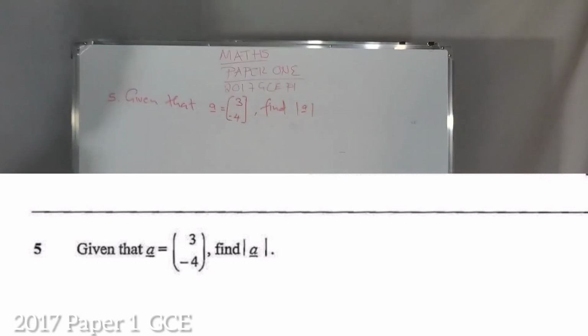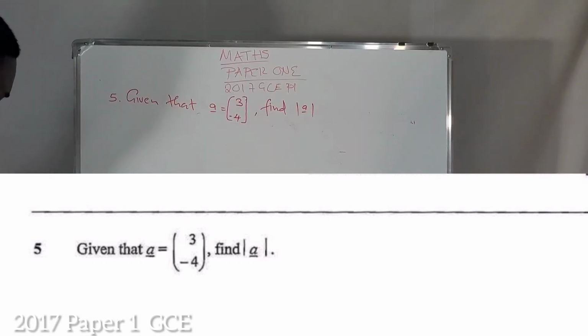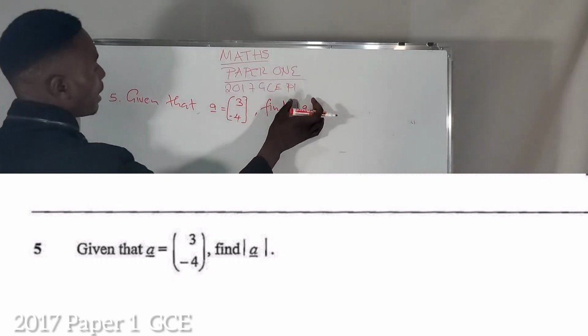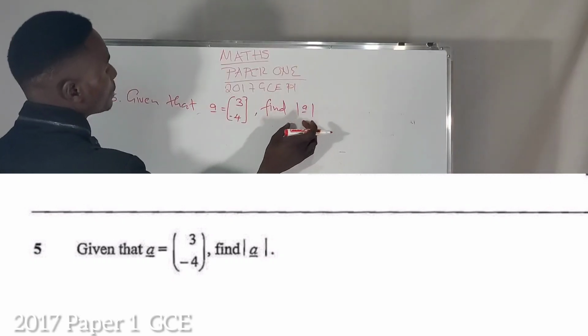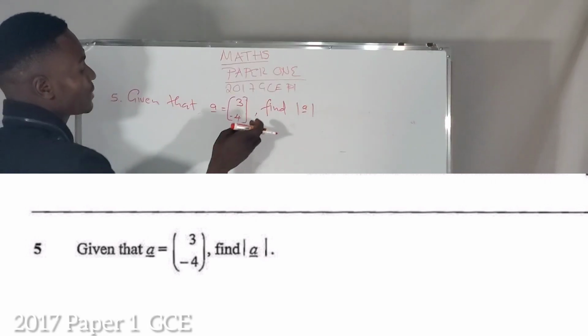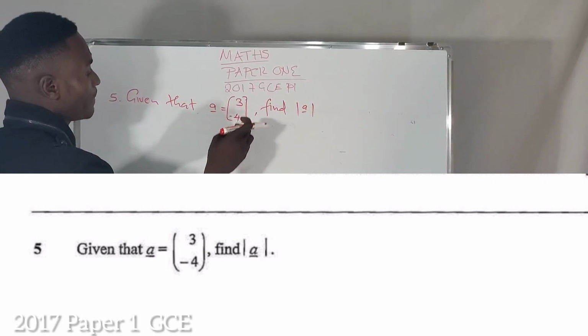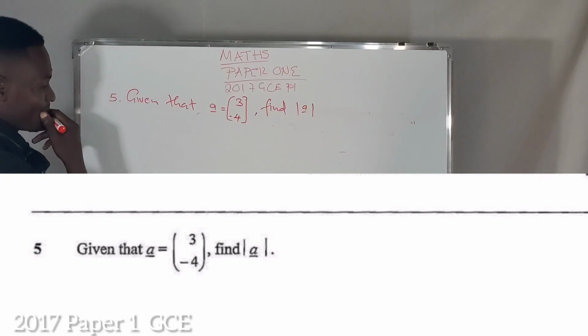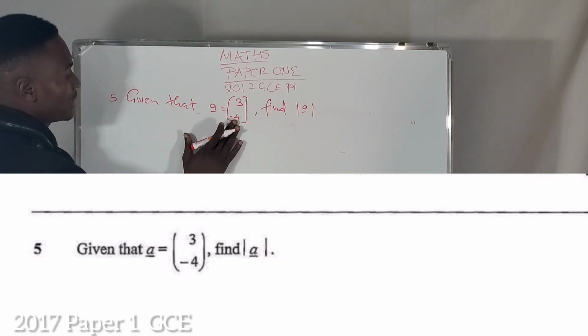So if you are given such a question, what do you do? You are just given 1 point. Okay. So if you are given 1 point and you're asked to find the absolute value, which means the magnitude, find the magnitude, the size of this. So I'll explain it in two ways.